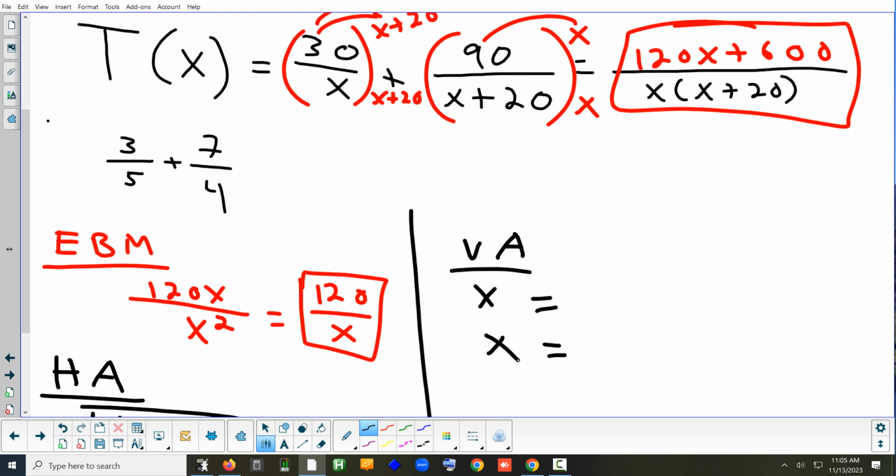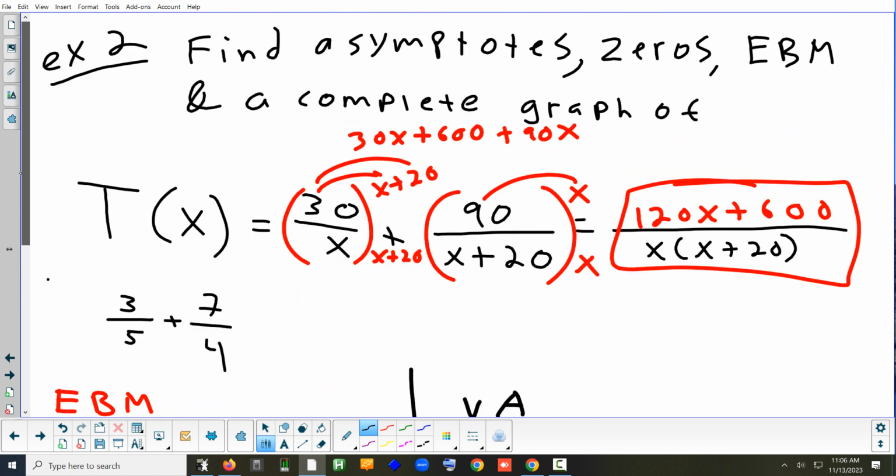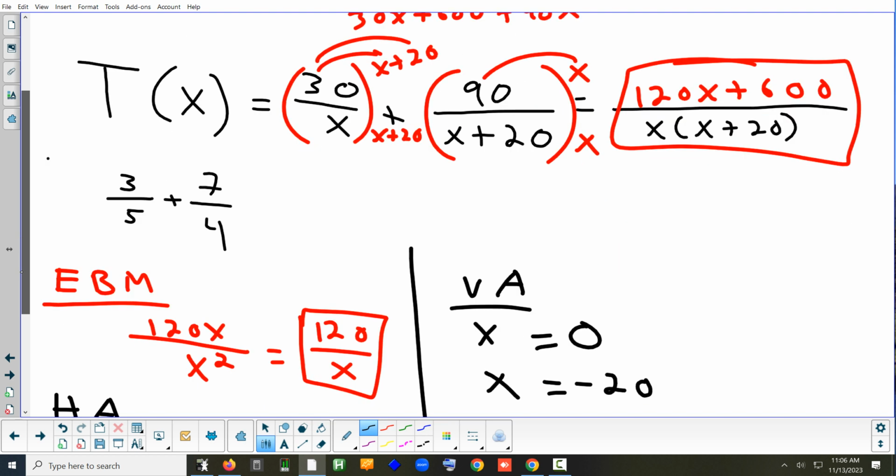There are two numbers you could plug in for x that would make the bottom 0. Does anybody see one number? Yeah? 0. If you plug in 0, 0 times anything is 0. And there's one other number you could plug in that would make the other factor in the bottom 0. Yep. -20. Now remember, x is the speed of the car, so I'm not saying -20 makes sense, but that wasn't the question. The question just said find the vertical asymptotes. Okay, so we found it.